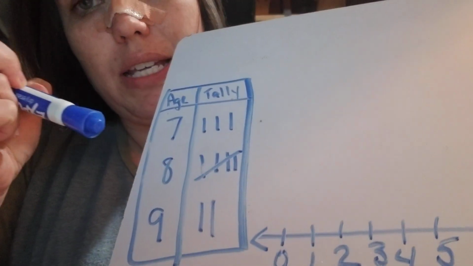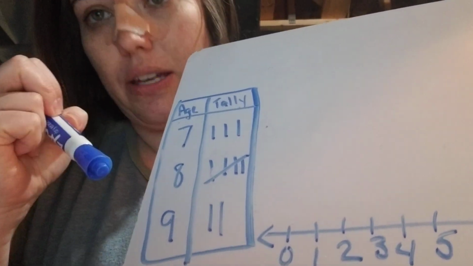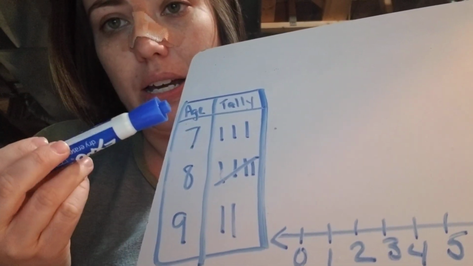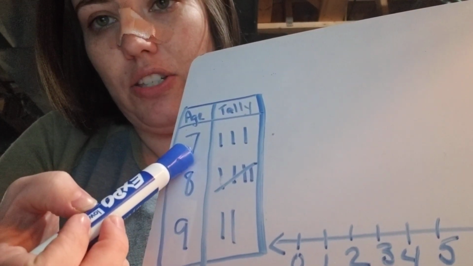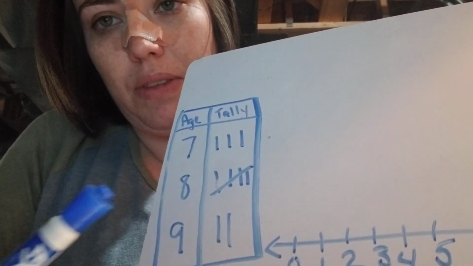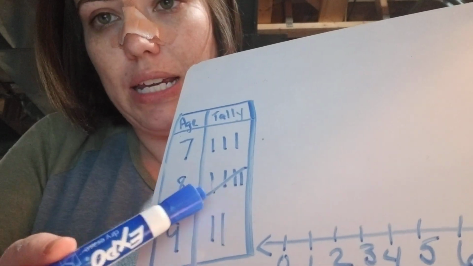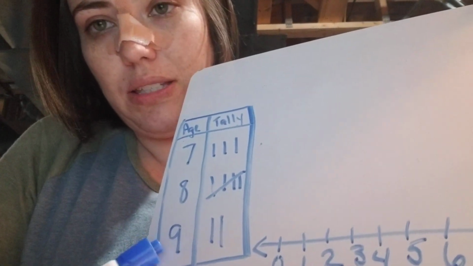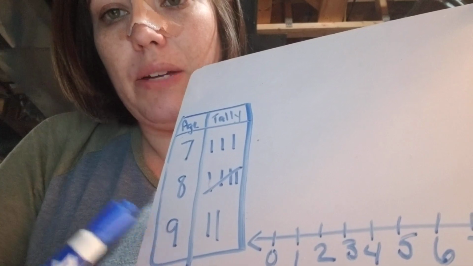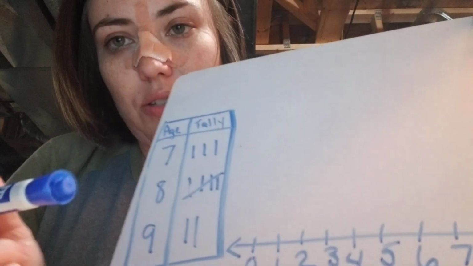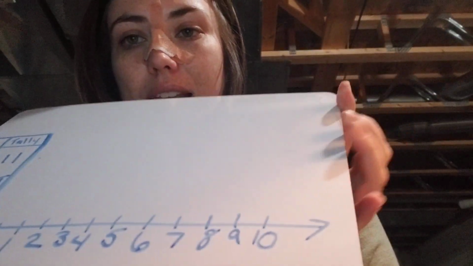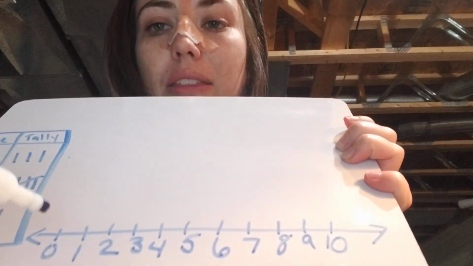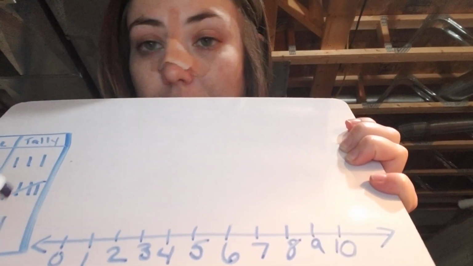So on one side, we have a tally chart. We have the ages of kids. The kids that are age 7, there are 3 of them. There are 5 kids that are 8, and there are 2 kids that are 9. So if I want to take this information right here and make it into a line plot, basically all I'm doing is taking these tallies and moving them to this little number line thing, and I'm going to make them X's.